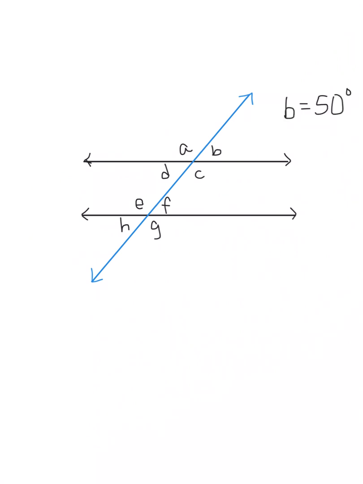So if angle B is 50 degrees, which is this angle right here, that means all of the other acute angles will also be 50. So angle D would be 50 degrees, angle F would be 50 degrees, and angle H would be 50 degrees. Now the obtuse angles, angle A, angle C, angle G, and angle E, they will also be the same measurement.